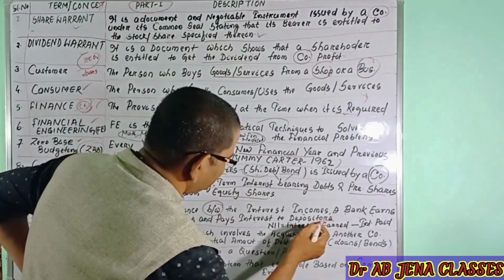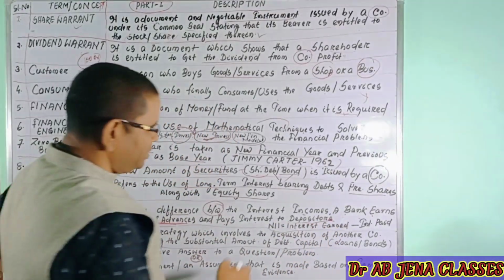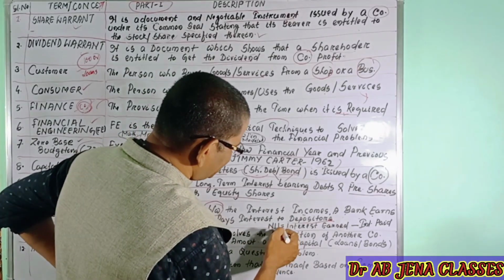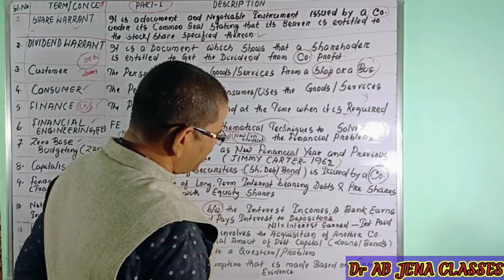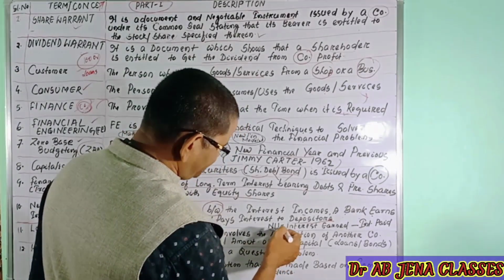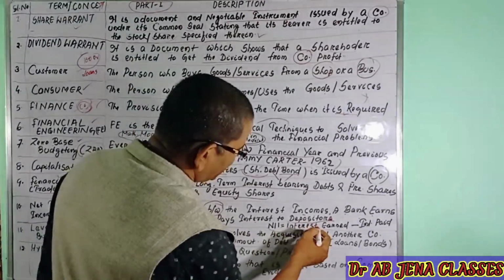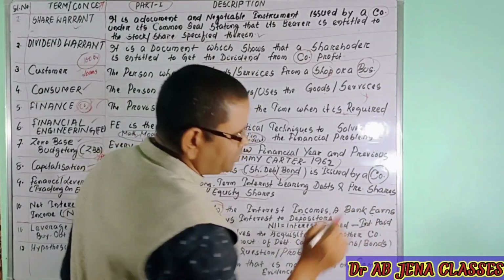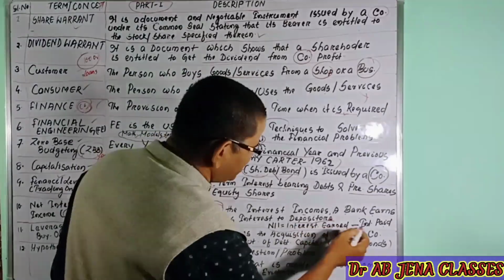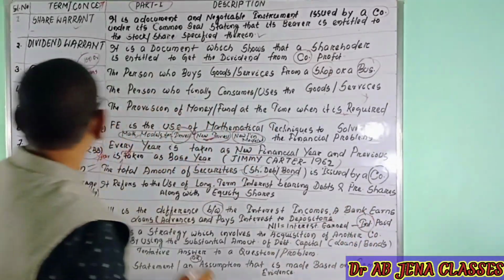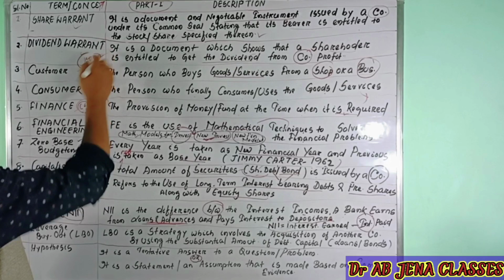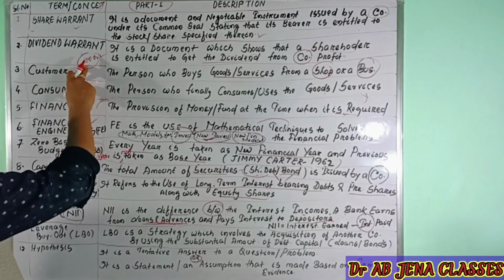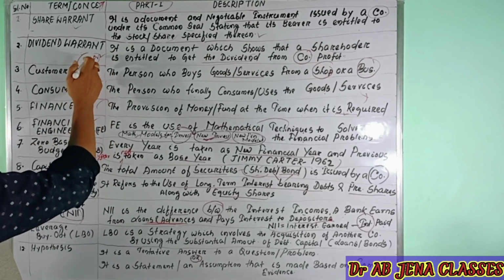to the depositors. In a mathematical equation, what is NII? NII will be calculated or measured as interest earned minus interest paid. Interest earned and interest paid. By citing an example here, suppose the bank has given 100 crores in loans.